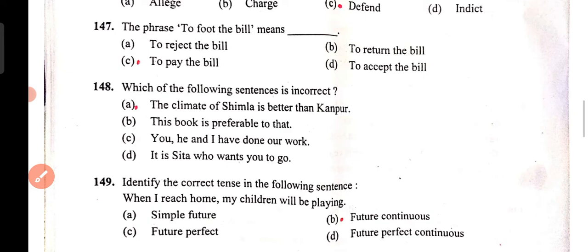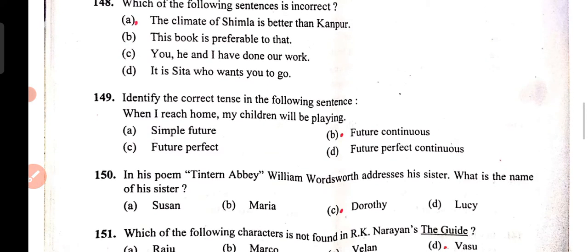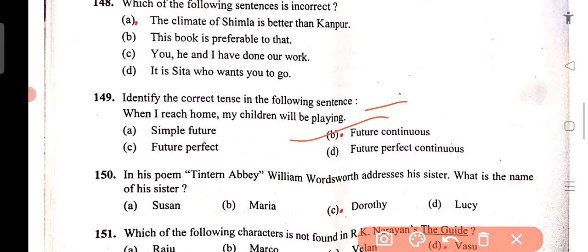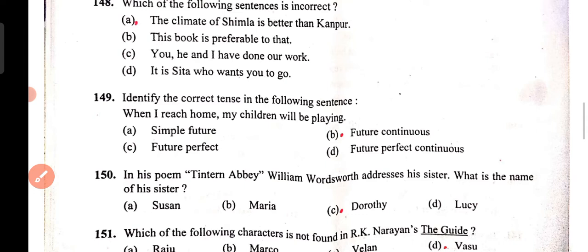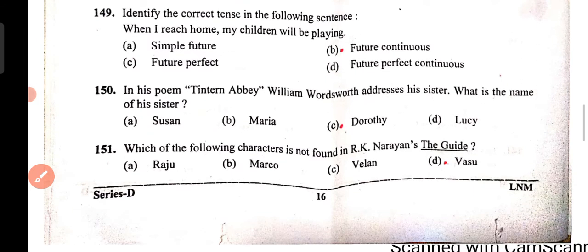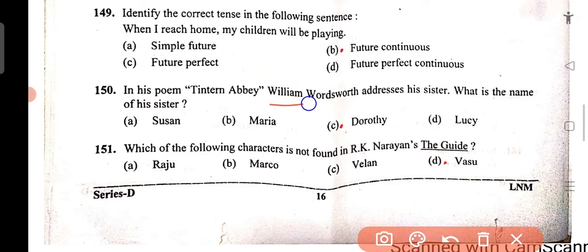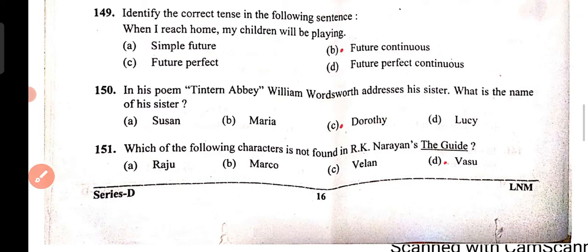Now the question number 149. Identify the correct tense in the following sentence. When I reach home, my children will be playing. It is the future continuous tense. Now the 150. In this poem, Tintern Abbey, William Wordsworth addresses his sister. What is the name of his sister? Dorothy. It is very simple.